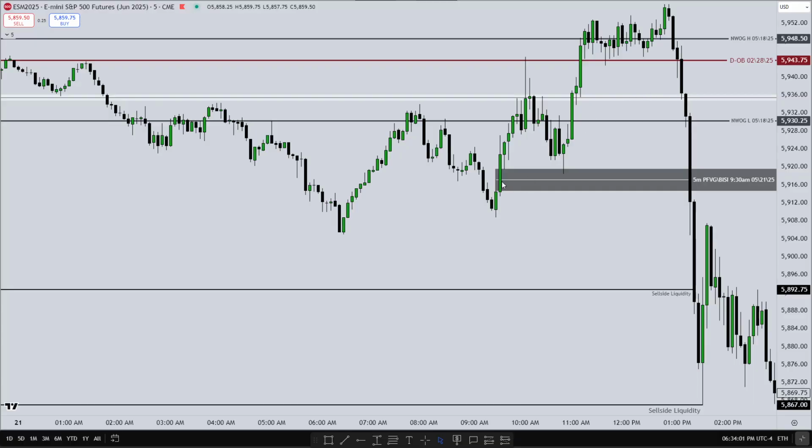We have the 5-minute first presentation fair value gap, buy side imbalance, sell side inefficiency at the 9:30 candle. So this right here is the weekly first presentation, and I'm just going to go through all the levels. New week opening gap high, daily order block, new week opening gap low. We have the first presentation gap right here for the week, and then we have the first presentation gap for the New York AM session, or the opening bell right here, and then sell side, sell side.